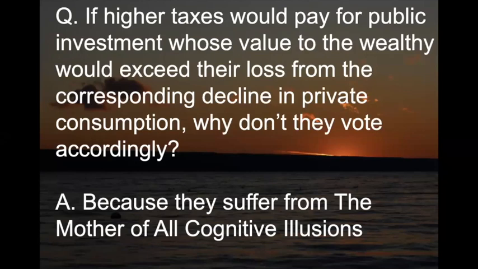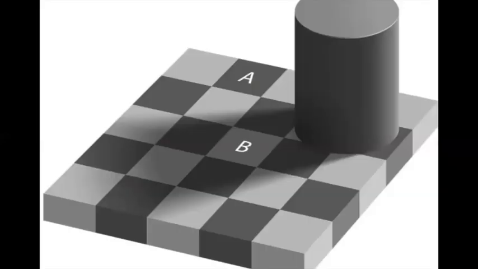My answer is that the people who are voting here are suffering from a massive cognitive illusion. I call it the mother of all cognitive illusions because it's led to much bigger losses than any other cognitive illusion yet discovered by behavioral scientists. So first, let me tell you a little bit about cognitive illusions generally. Here's the famous checker shadow illusion. The question is, which square looks darker, A or B?